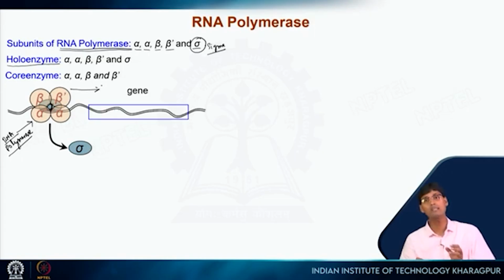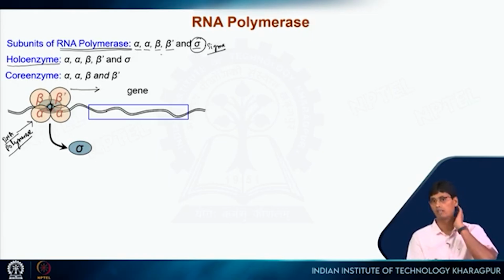So the function of the sigma factor, or sigma subunit, is to find the location, to find the promoter. Then the other subunits of the polymerase will identify sigma, come and make this complex. But if sigma gets dissociated, then RNA polymerase can move.